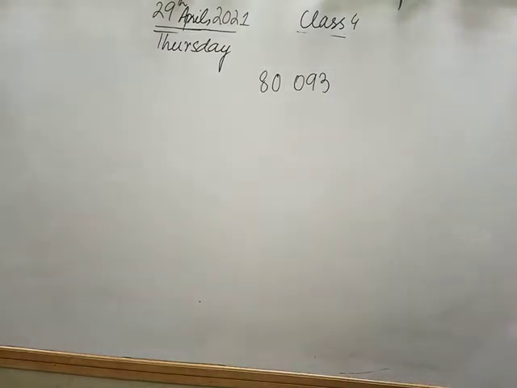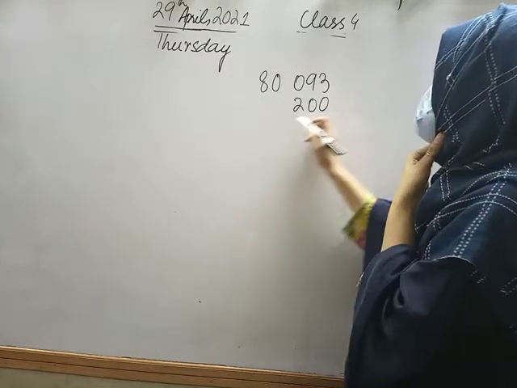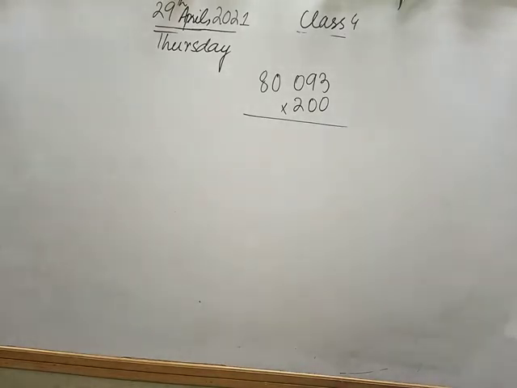80,093. This is a 5-digit number and I want to multiply it by 200. Okay. So first of all you tell me what is the multiplicand and what is the multiplier in this. Who will tell me this? Very good. 80,093 is the multiplicand and 200 is the multiplier.